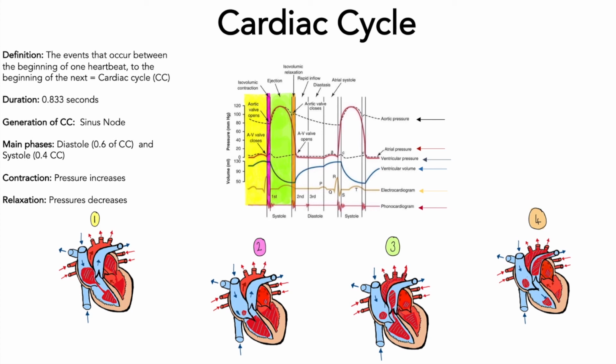Finally, just to focus in on the relationship between the ECG and the cardiac cycle. So, as we've stated before, the P wave represents atrial depolarization. This is followed by atrial contraction, which is mirrored by the slight increase in pressure in the atrial pressure curve seen here.